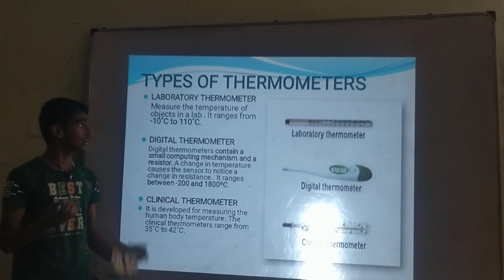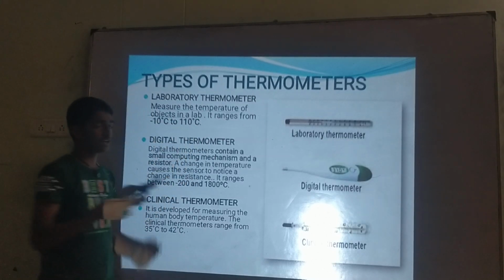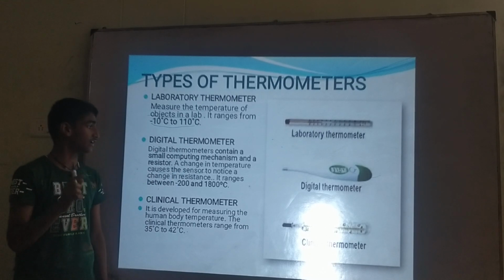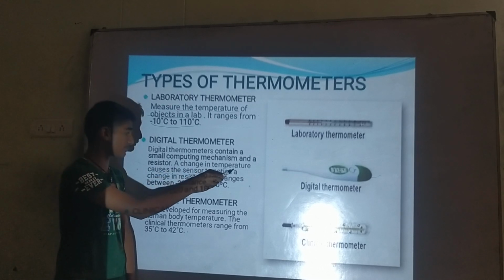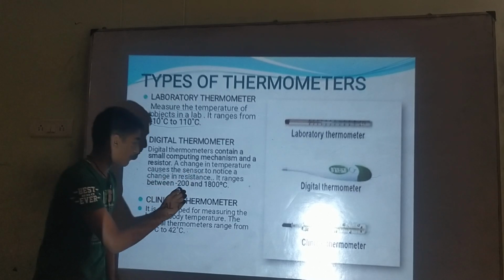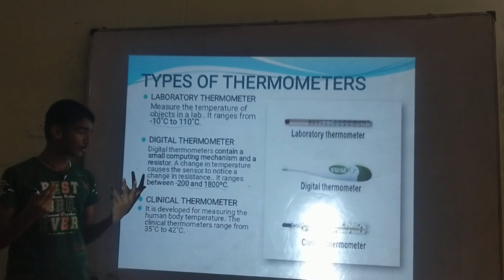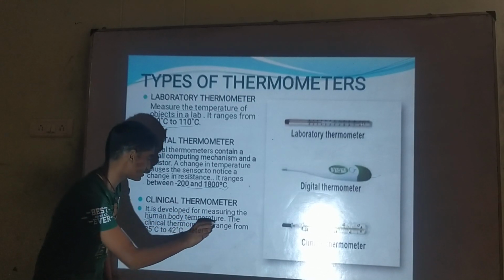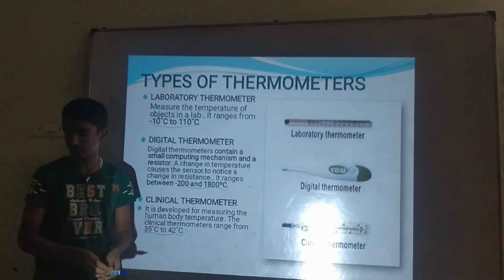What is laboratory thermometer? Laboratory thermometer measures the temperature of objects in a lab. Its range is from -10 degrees Celsius to 110 degrees Celsius. Digital thermometer contains a small computer mechanism and a sensor. Any change in temperature causes the sensor to notice a change in resistance. It ranges between -200 degrees Celsius to 1800 degrees Celsius. What is clinical thermometer? Clinical thermometer is developed for measuring the human body temperature. Its range is from 35 degrees Celsius to 42 degrees Celsius.